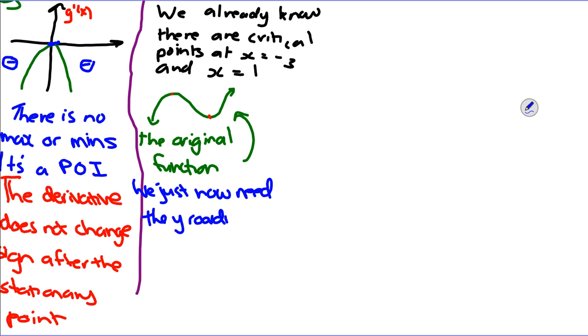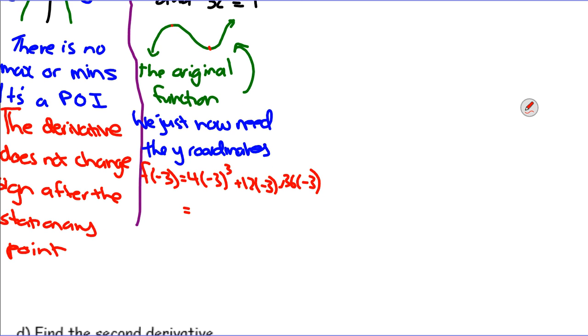We just now need the y coordinates. So it's f of -3. Remember you're subbing it into the original, into the OG. So it's 4 brackets -3 cubed. So see, I've subbed it into the original. And obviously that gives you 108. So we know we have a maximum at -3, 108.